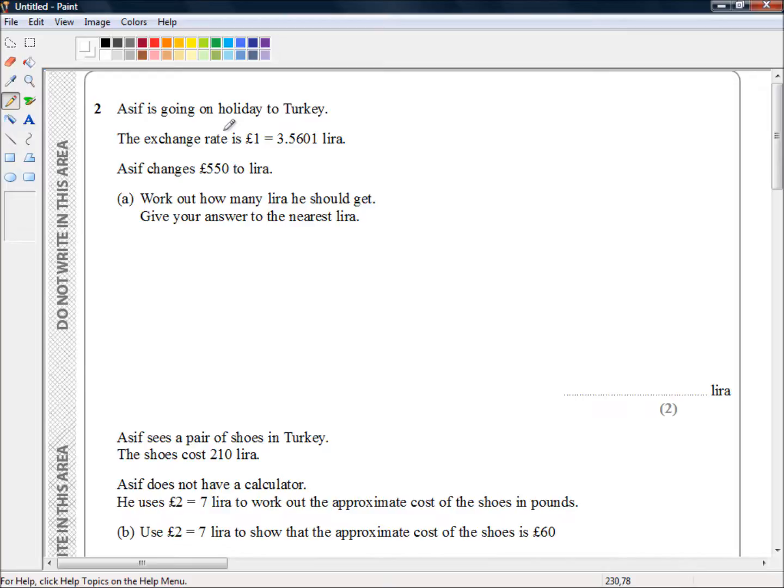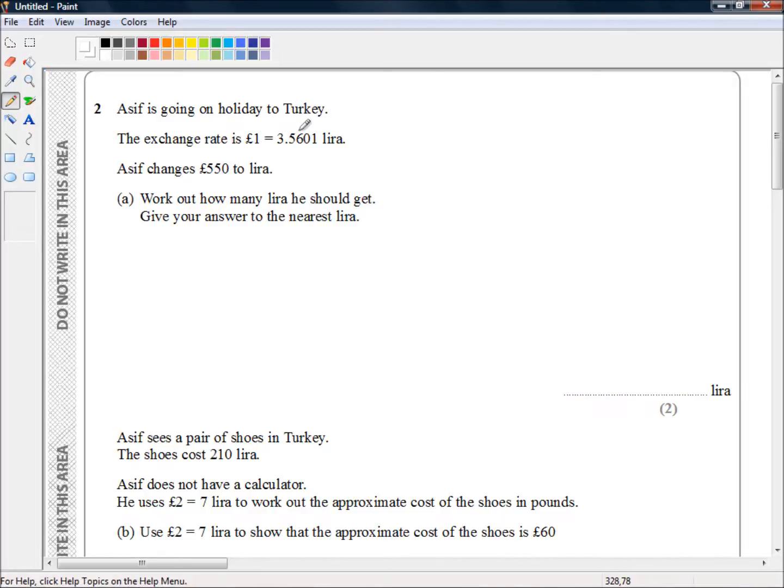These are the ones that go from grades 9 through to grade 1. This is paper 1, MA1/3H. It's the third paper in the higher tier. It is a calculator paper, so we are allowed to use calculators, and we're picking up in question 2.